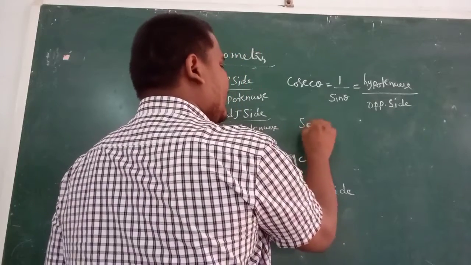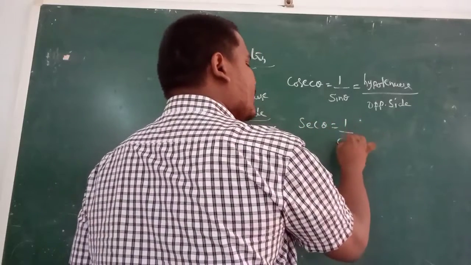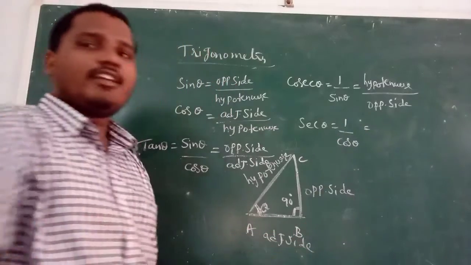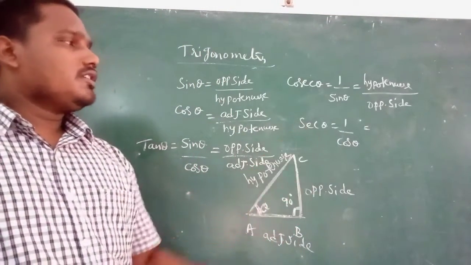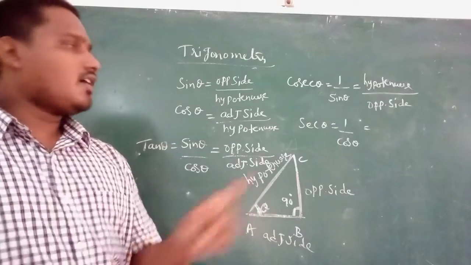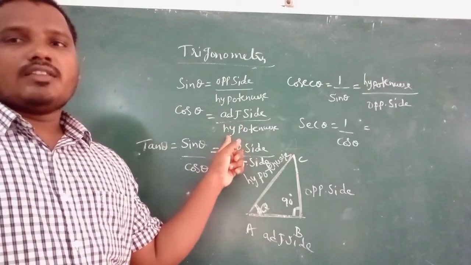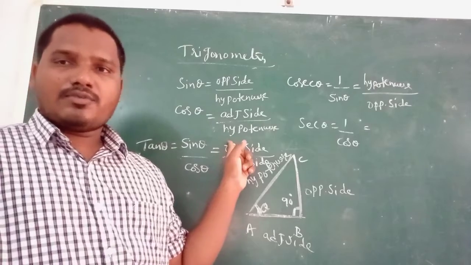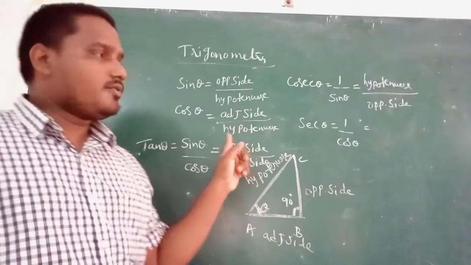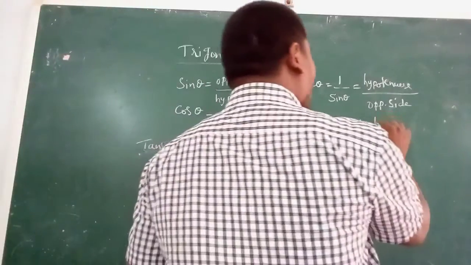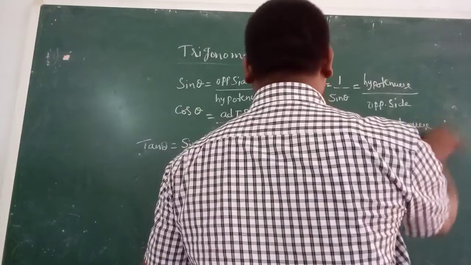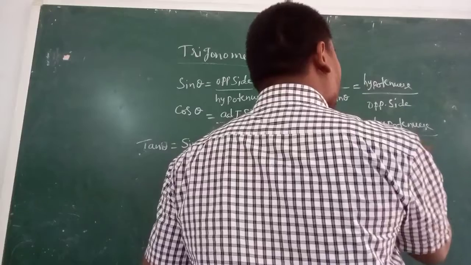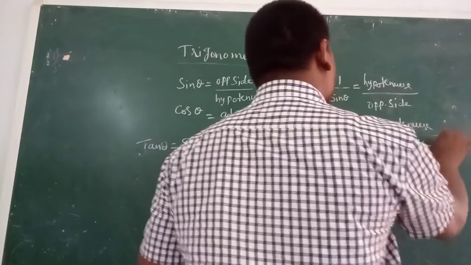And secant theta is the reciprocal of cos theta. So secant theta is 1 by cos theta. Reciprocal means the denominator becomes the numerator and the numerator becomes the denominator. That is equal to hypotenuse by adjacent side.